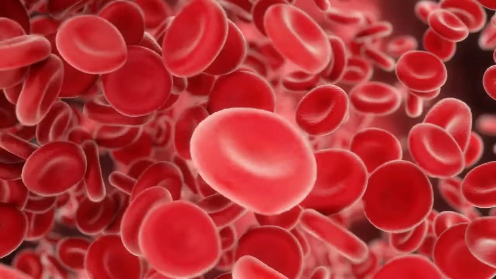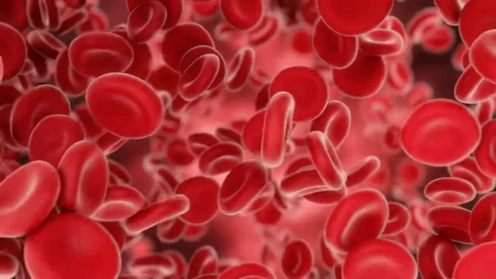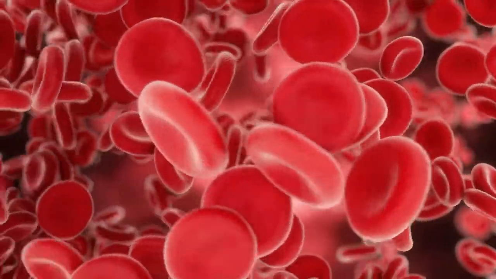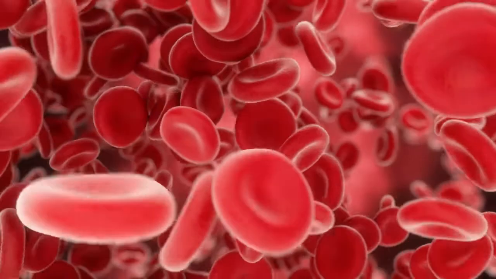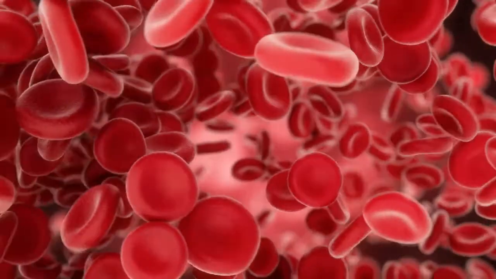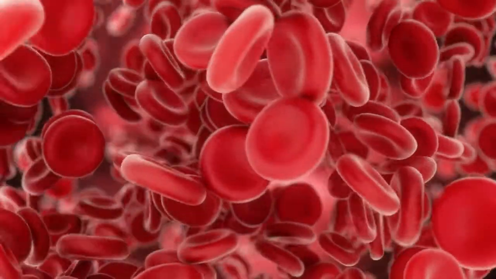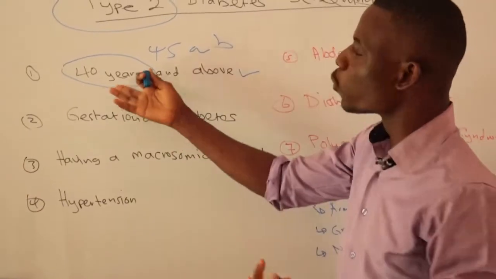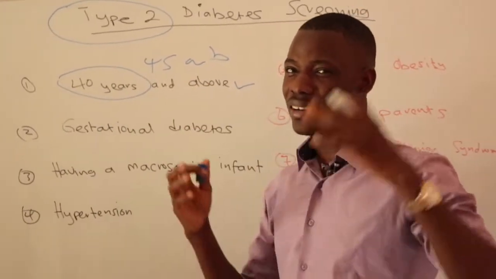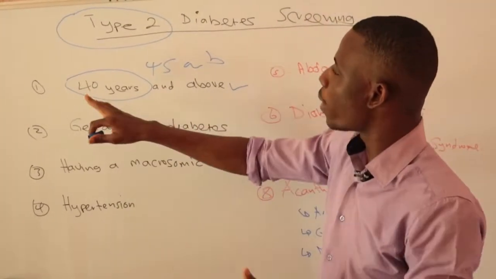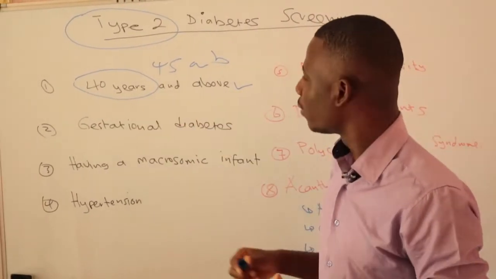Number one is anybody with age from 40 years and above. Now this value differs from country to country. For example, in the US, it starts from 45 years and above. In Morocco, we are from 40 years and above. In Ghana, 40 years and above. In the UK and Canada, they all go by 40 years and above.